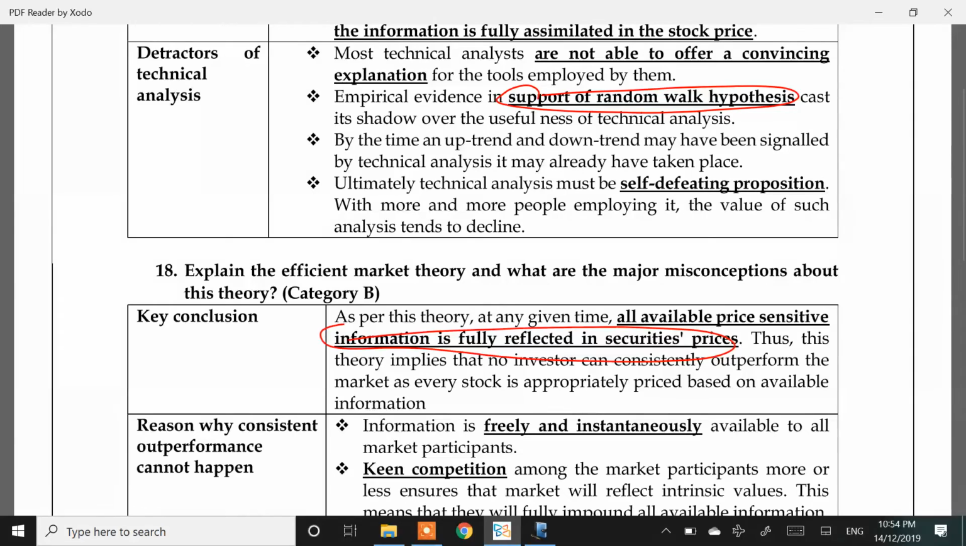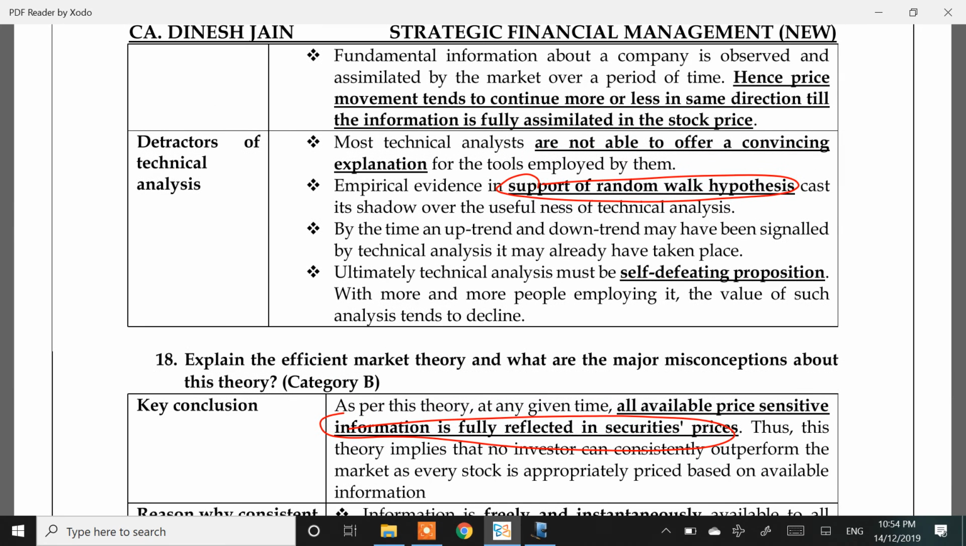So you cannot continuously outperform the market, because the security will trade mostly at its intrinsic value. It will not trade above, it will not trade below. And why can consistent outperformance not happen? There are a lot of ace investors in the market, for example Rakesh Jhunjhunwala, who is considered to be an ace investor. He has been giving consistent outperformance, but it is not that every year there can be consistent outperformance, because information about the company is freely and instantaneously available.